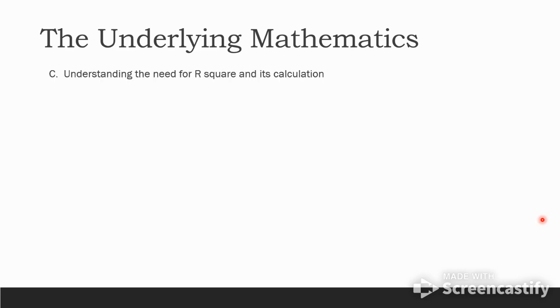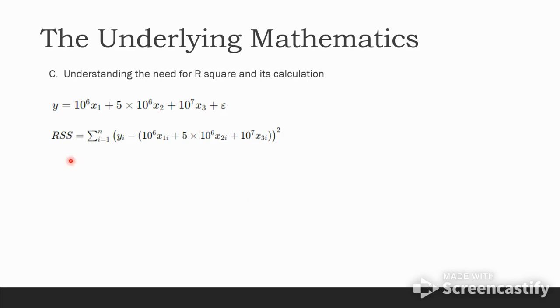So now, which brings us to the next part, the third part of that mathematical understanding, the R square. So what is R square and why is it needed? For example, we have this equation. This equation has three variables and one error term. Let's just look at these three variables for now. In our case, it was simply x1, and we ignored these two.